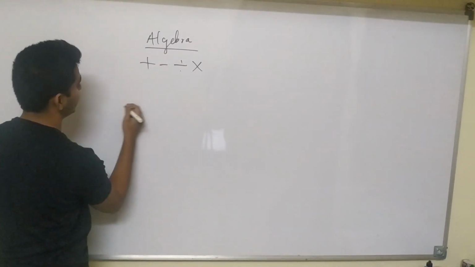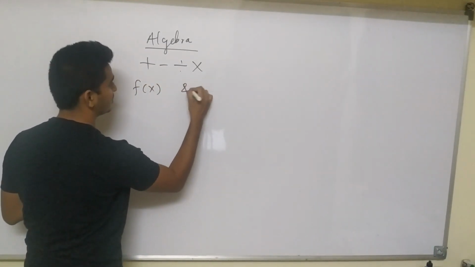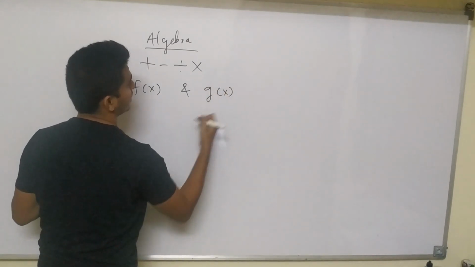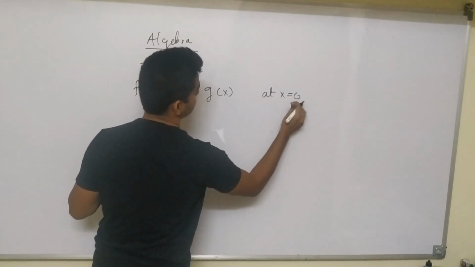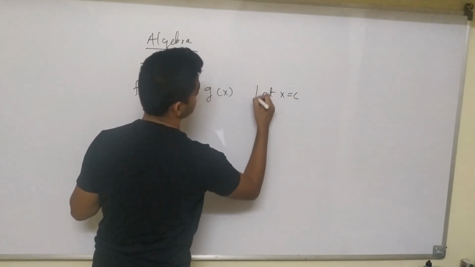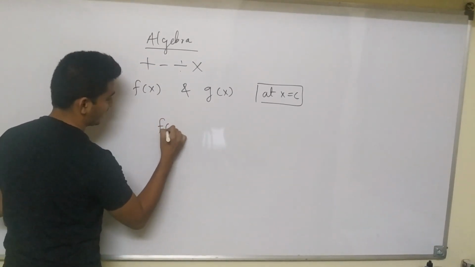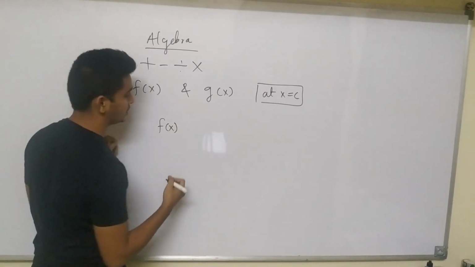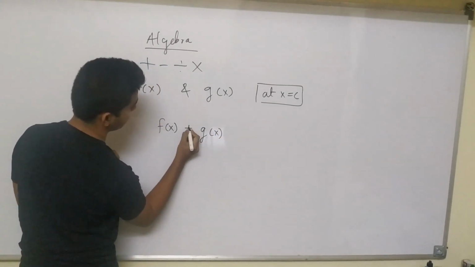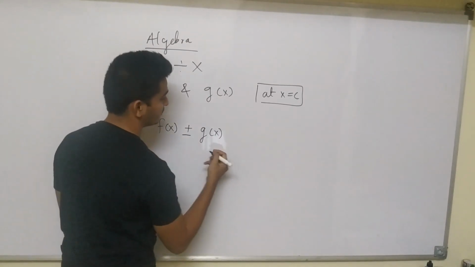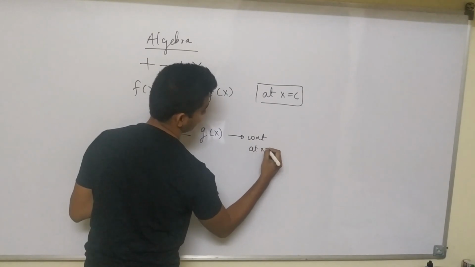It basically means that when you have two different functions, f of x and another function g of x, and these two functions are continuous at x equals c, so let's take that. It means that when you have these two functions in combination, if you add and subtract, this function will still be continuous at x equals c.